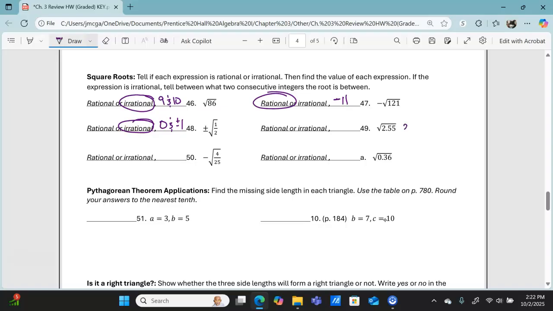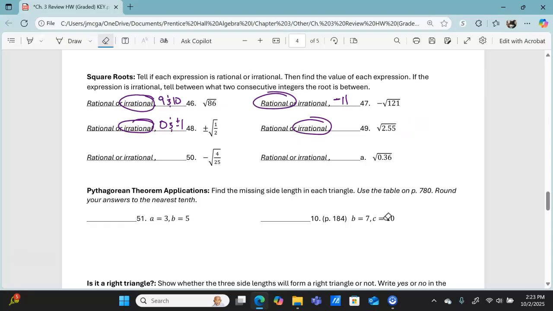2.55. Let's write this as 255 over 100 under a radical. And 100 is a perfect square, but 255 is not. 225 is. It's 15 squared. So this is irrational. So that was just me trying to figure out if it was rational or irrational. 2.55, the square root of that is going to be between 1 and 2, because 1 squared is 1, 2 squared is 4, and this is between 1 and 4.